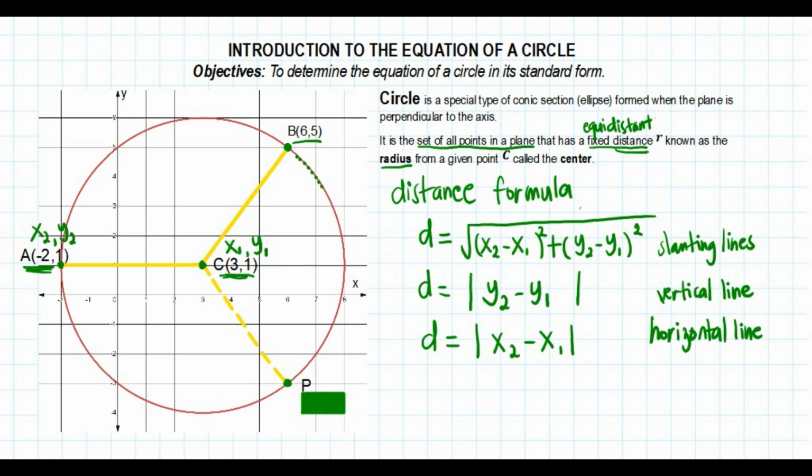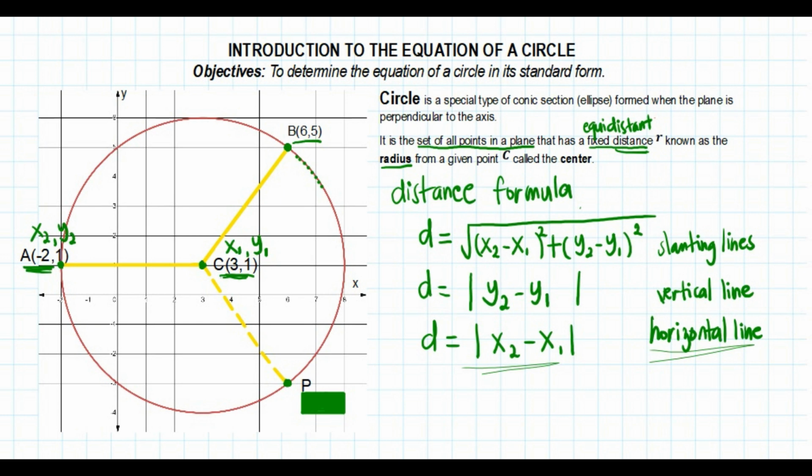Since pahiga yung line, we can use this formula: x sub 2 minus x sub 1. Bakit? Mapapansin nyo na ang y sub 1 ay 1 at ang y sub 2 ay 1. So, y sub 2 minus y sub 1, 1 minus 1 is 0. So, nagiging 0 na siya, so pwede natin itong gamitin. So, take note of that kasi buburahin ko to.